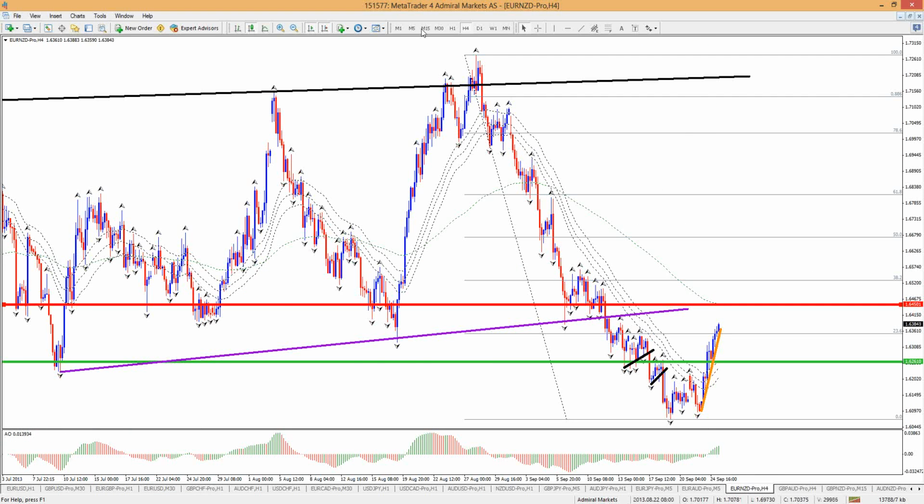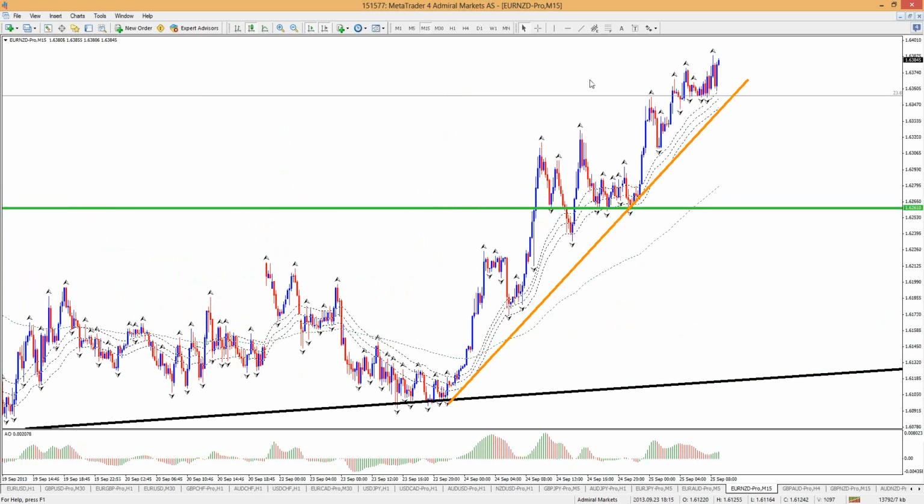How about that Euro New Zealand? Is it making that reversal? No, still inching forward. It's just going sideways for 3 hours, pushing a bit forward. Not doing much. Looking for that reversal trade if it breaks the orange trend line. Not happening as yet.